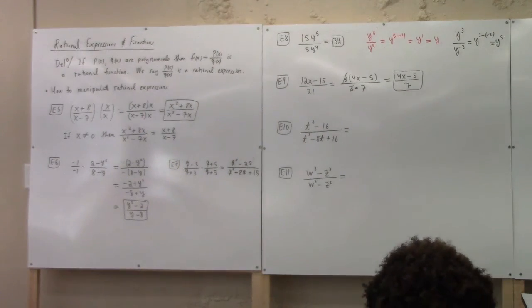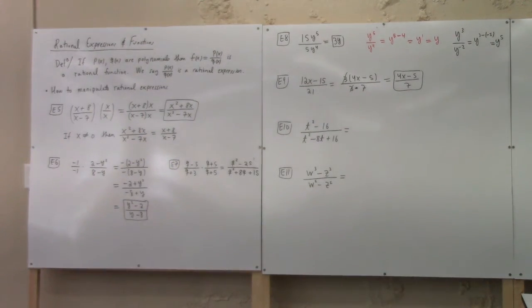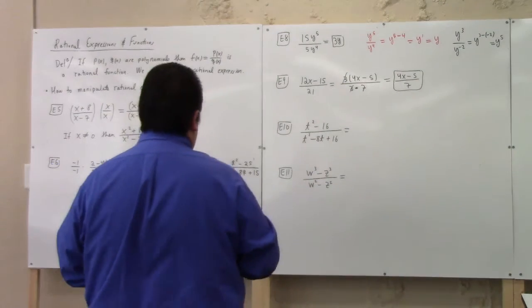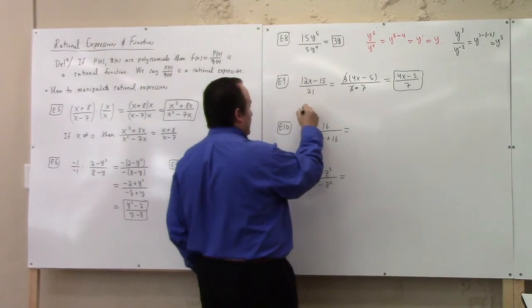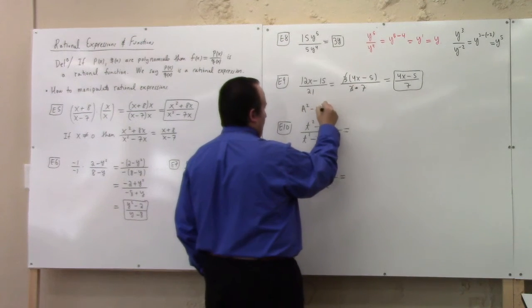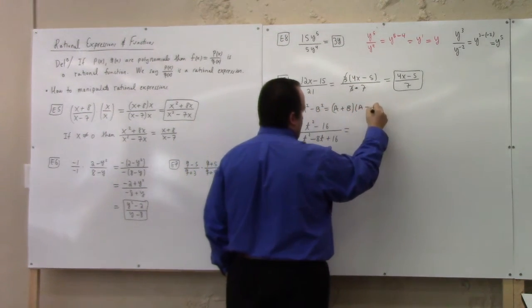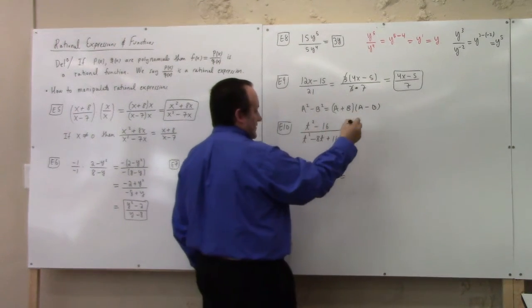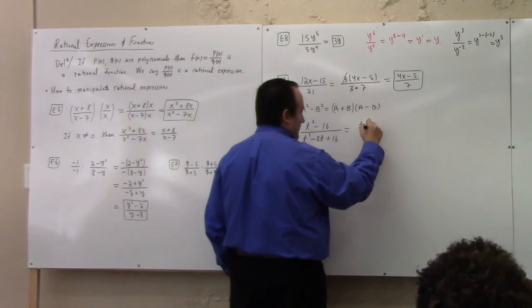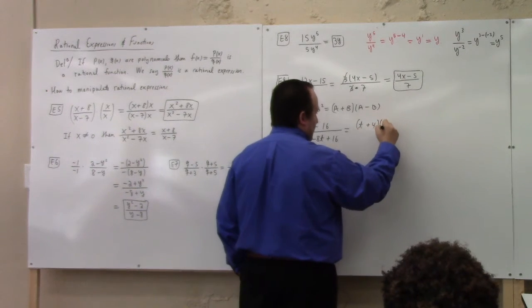That's a difference of squares, isn't it? 16 is 4 squared. So remember the pattern: a squared minus b squared is a plus b times a minus b, right? Difference of squares. So the numerator, we've got t plus 4 times t minus 4.